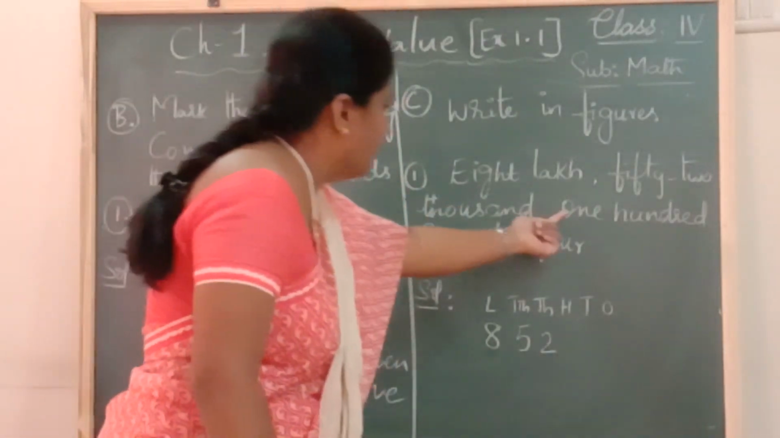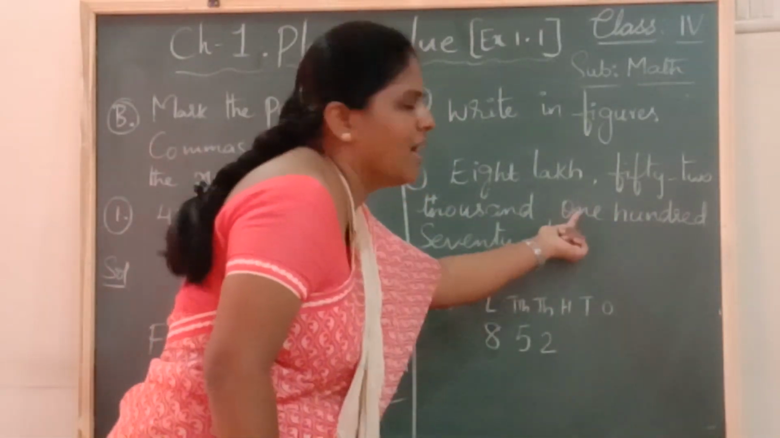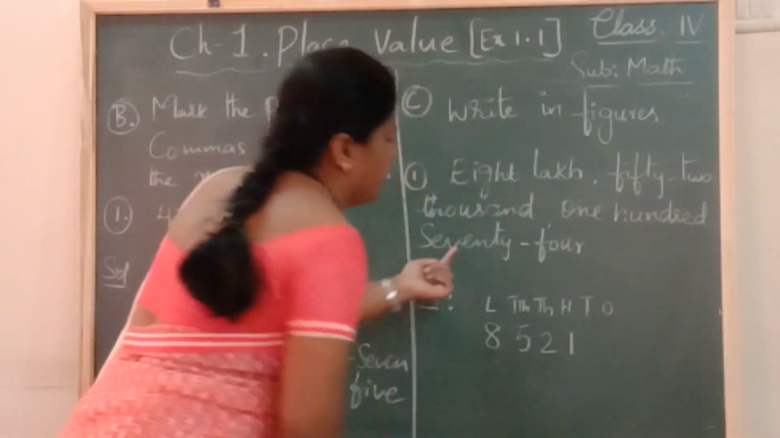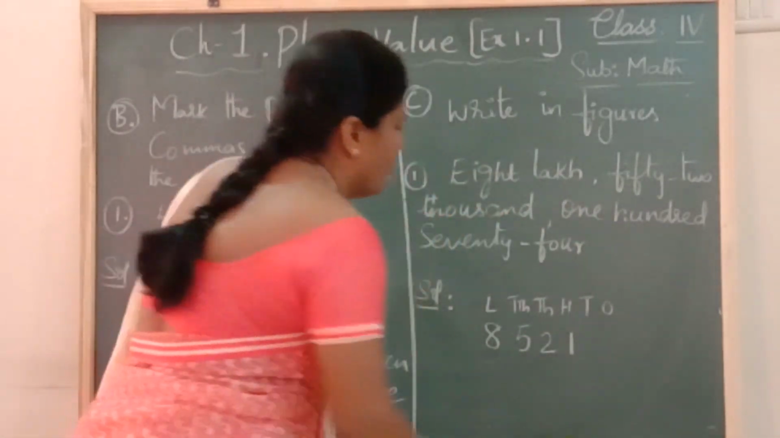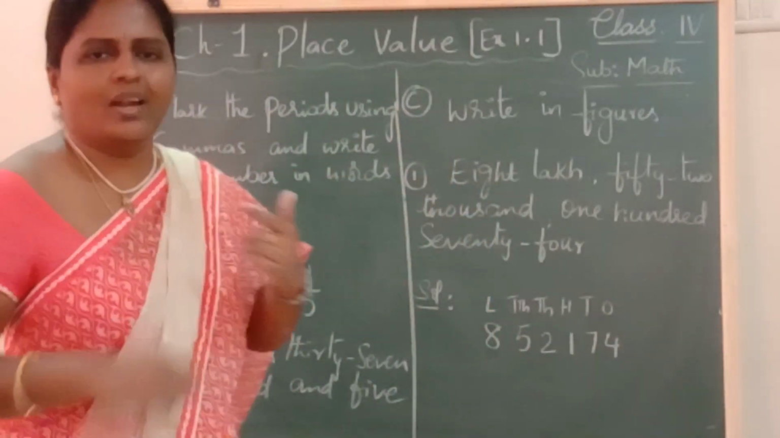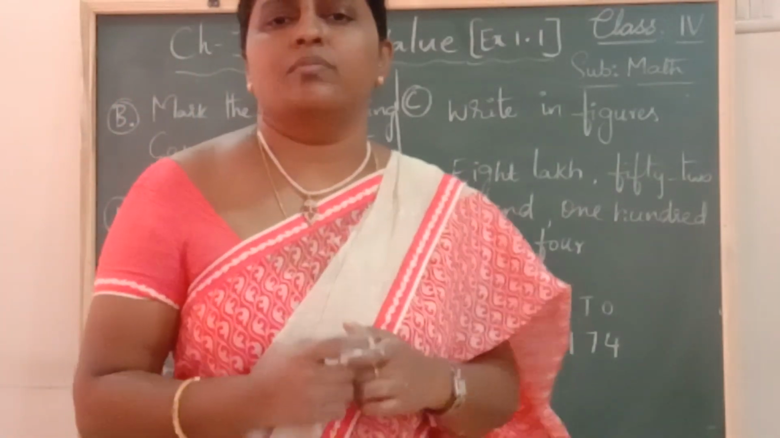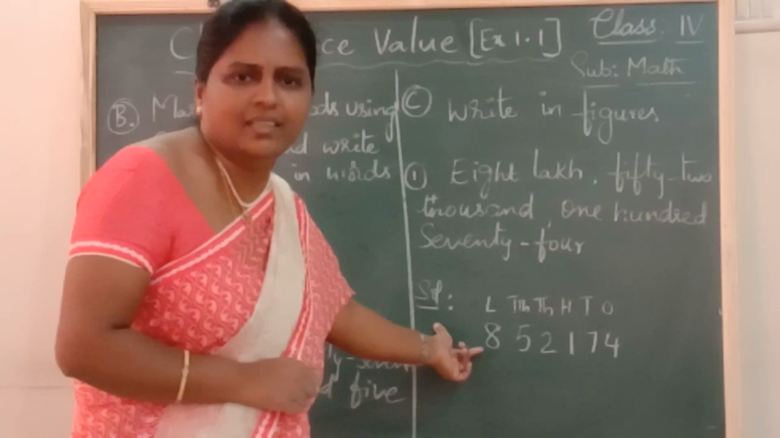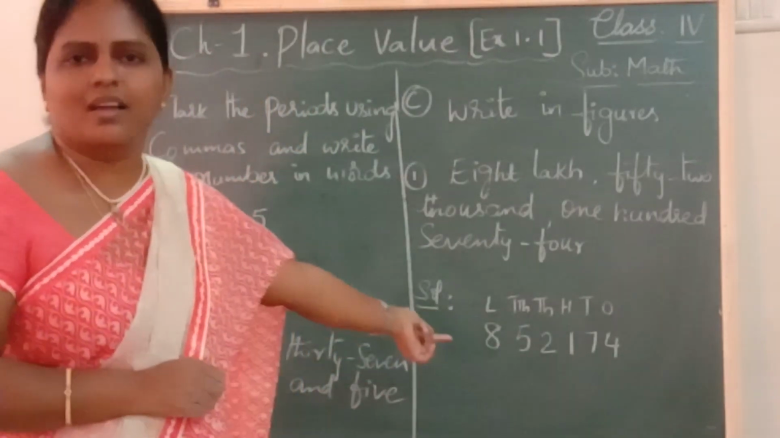And then 174. 100. So 1 comes under the hundreds place. And then you have 74, 7 and 4. So if you write in this manner, children, you are not going to make any kind of mistakes. So first write down the places and then write the number, and we can mark the commas also.